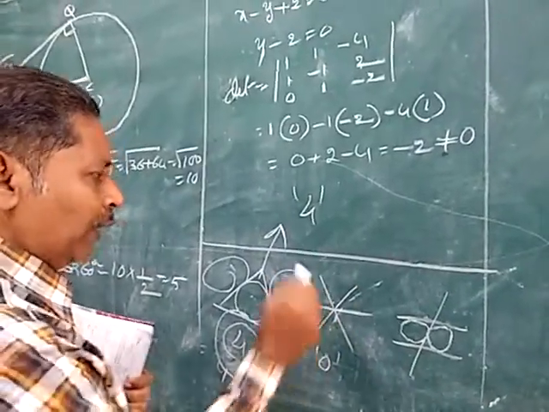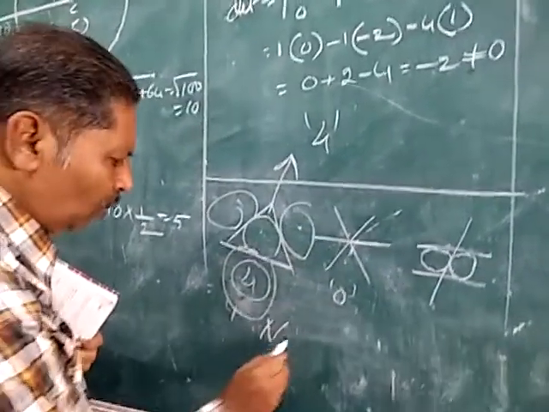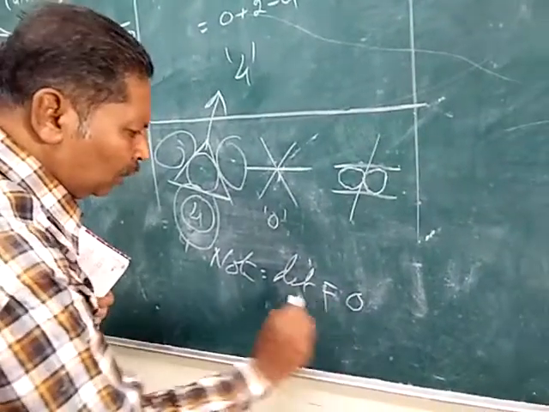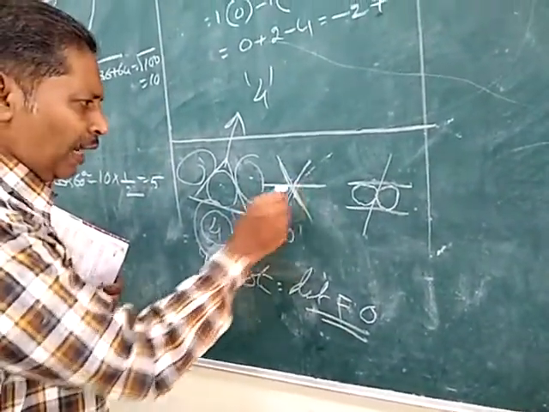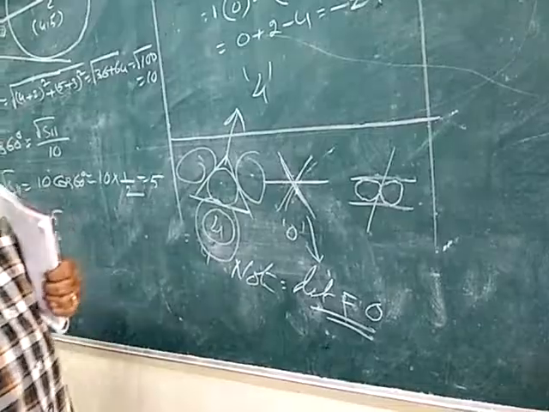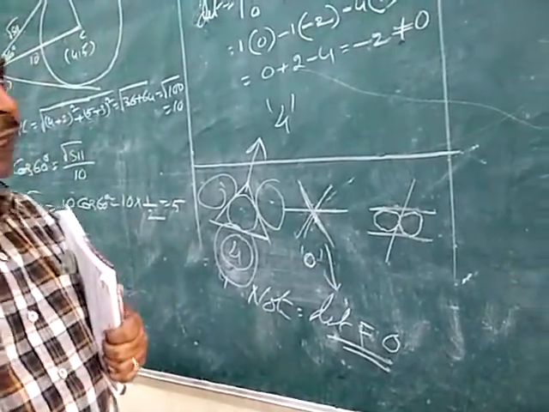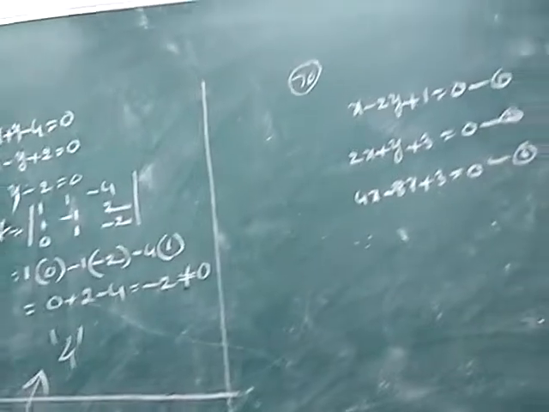Next, suppose that value equals 0, the lines like this, they are concurrent lines, and the number of circles equals 0.